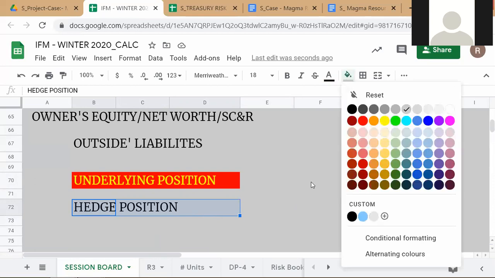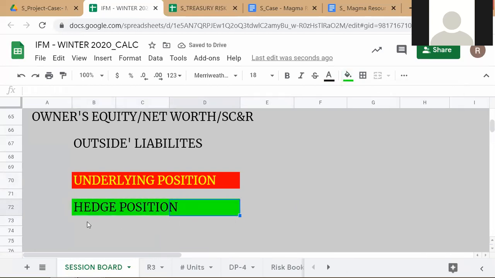So red and green are contrasting with each other. Okay, so this is how you think about it. This has to be an offset. You understand what offset is? Basically counteracting the effect of the other. One offsetting the other.